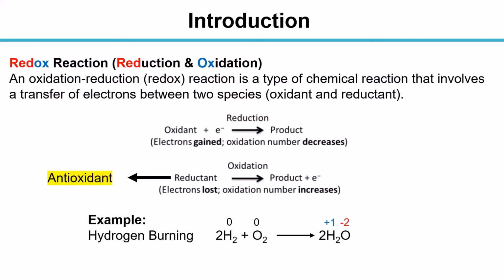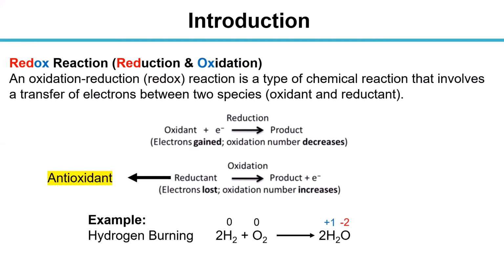And first, we introduce redox reaction. It's very important. Actually, redox is a word which combines reduction and oxidation. An oxidation-reduction reaction is a type of chemical reaction that involves transferring of electrons between 2 species. They are oxidant and reductant.